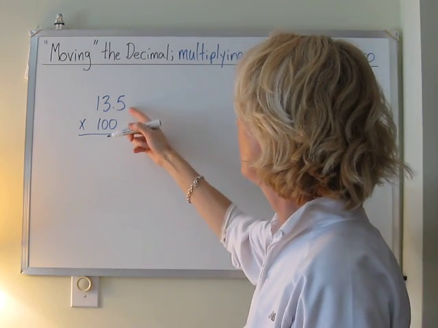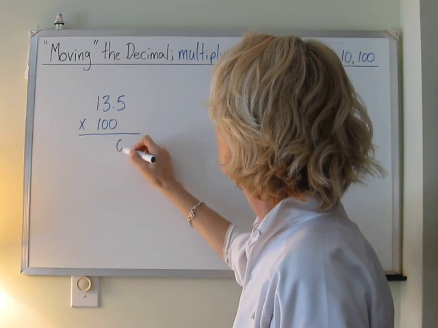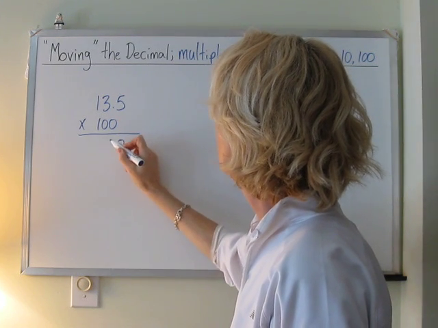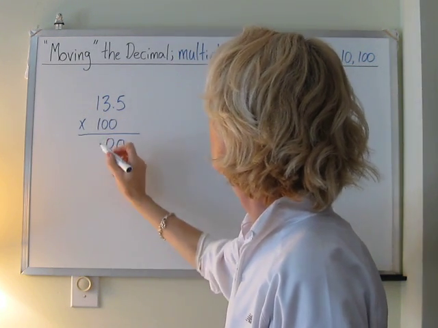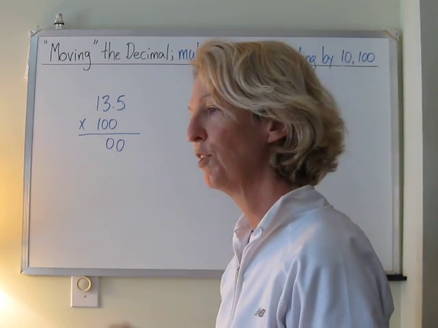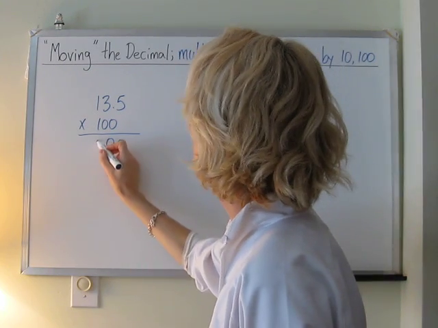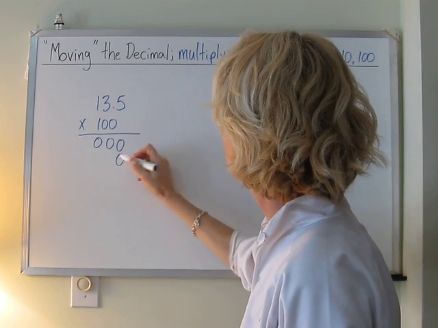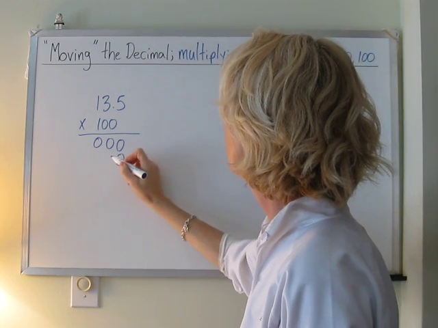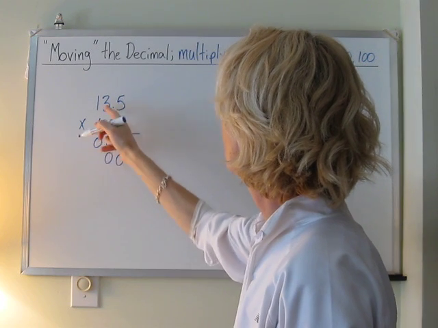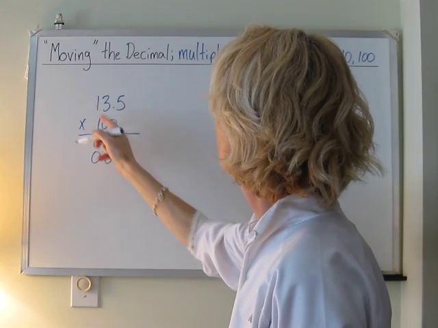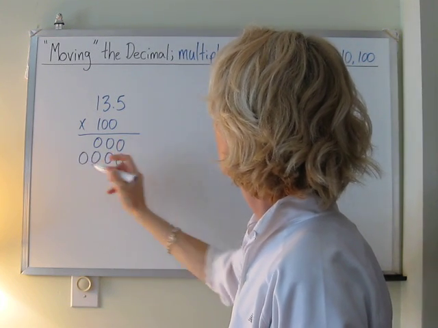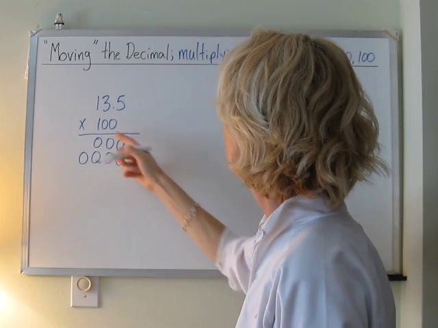So 0 times 5? 0. And then 0 times 3? 0. And 0 times 1? 0. Okay, we've done the 1s. Now let's do the 10s. 0 times 5? 0. And then 0 times 3? 0. And then 0 times 1? 0. Okay, now we've done the 1s and the 10s.